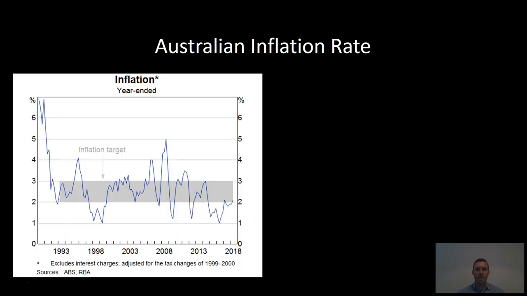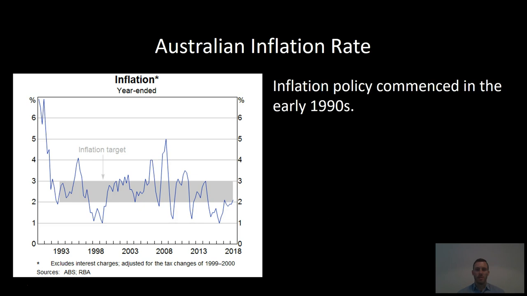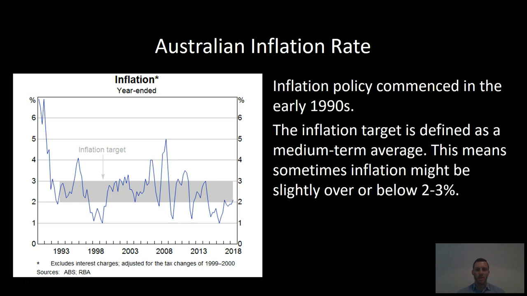In Australia, government inflation policy commenced in the early 1990s. This is around the time when inflation was very high in Australia. This meant that Australia would use policy to manage inflation. To do this, they need a target inflation rate, which was between 2 and 3%, highlighted in grey on the graph here. The inflation target is defined as a medium-term average. This means sometimes inflation might be slightly over or slightly below the 2 to 3%.